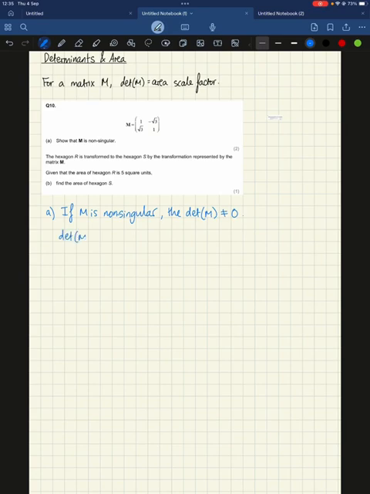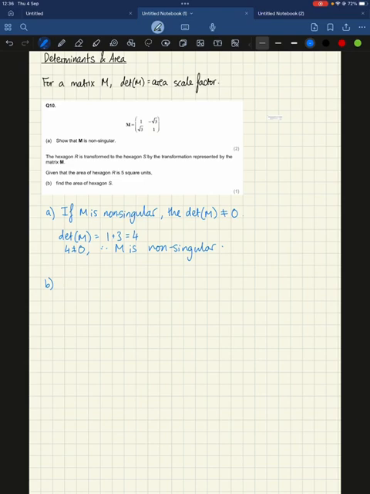So the determinant of M is equal to AD minus BC, so 1 times 1, which is 1, minus root 3. Okay, so we're minusing minus root 3 times root 3, which is going to be minus 3, but minus minus 3 is plus 3, which is 4. So 4 is not 0, therefore M is non-singular. Part B. The hexagon R is transformed to the hexagon S by the transformation represented by the matrix M. Given that the area of hexagon R is 5, find the area of hexagon S.